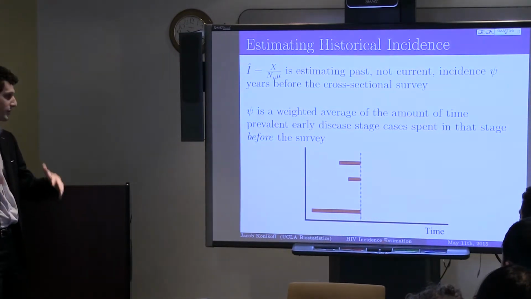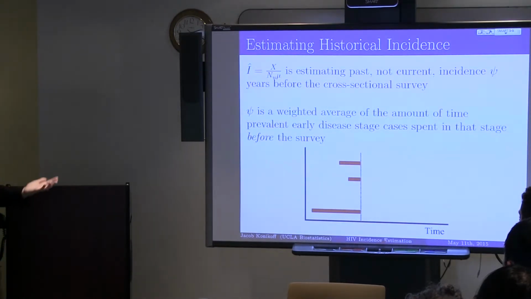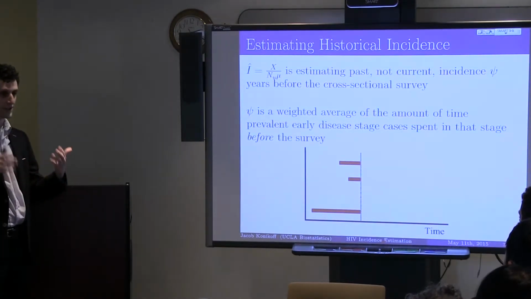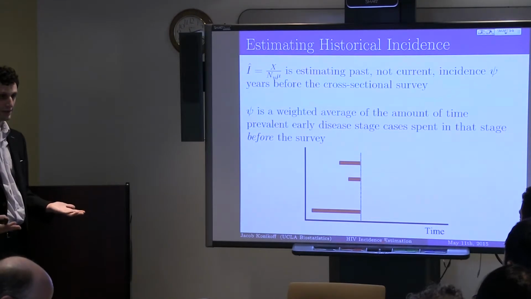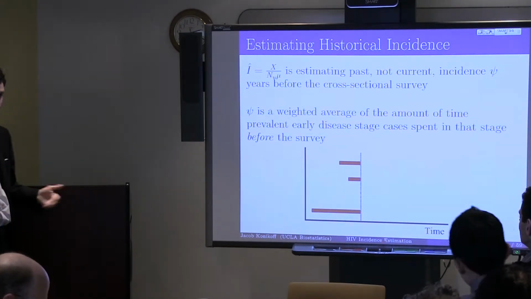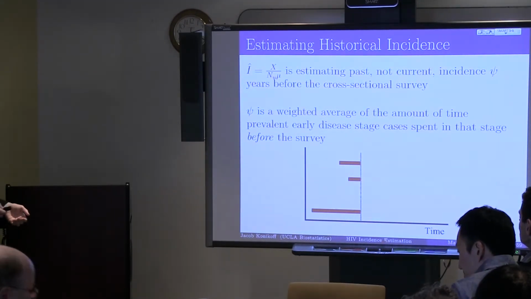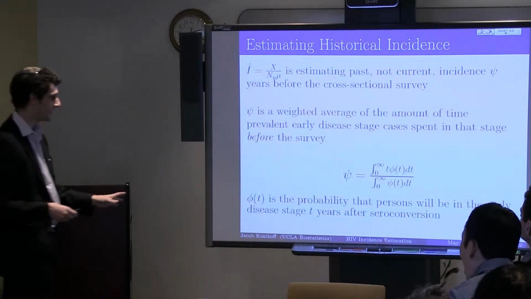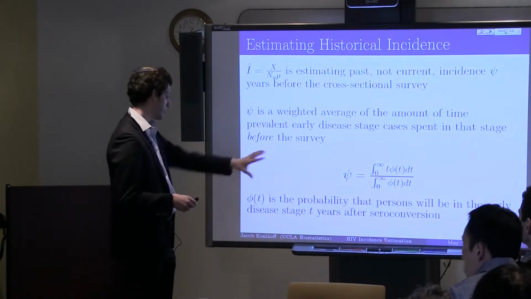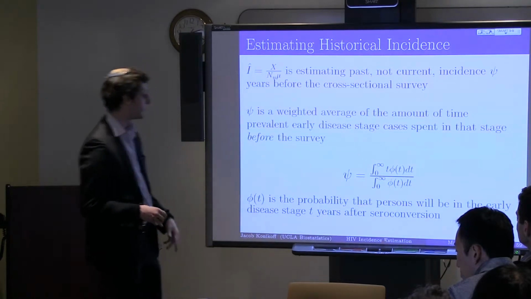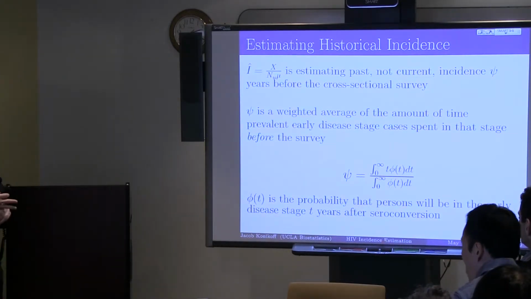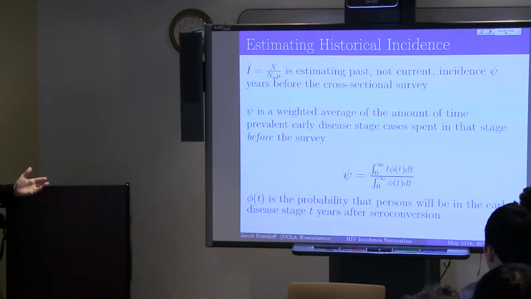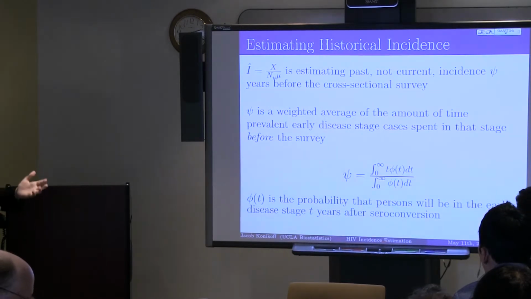They don't tell us information about that instantaneous hazard. Rather, they tell us something about what the incidence was when they were infected. They give us information about infections at the point of time when they were infected. The exact formula for that is a weighted average, which you don't have to memorize. There's no quiz at the end, but it's based on this phi of t curve, which is a probability that persons will be in the early disease stage t years after seroconversion.